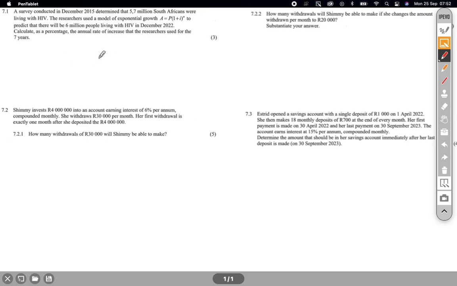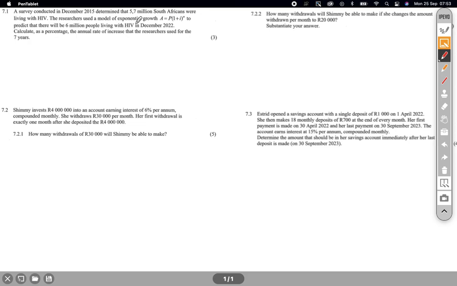Okay, a survey conducted in December 2015 determined that 5.7 million South Africans were living with HIV. The researchers used a model of exponential growth to predict that there will be 6 million people living with HIV in December 2022. Calculate as a percentage the annual rate of increase that the researchers used for the 7 years.